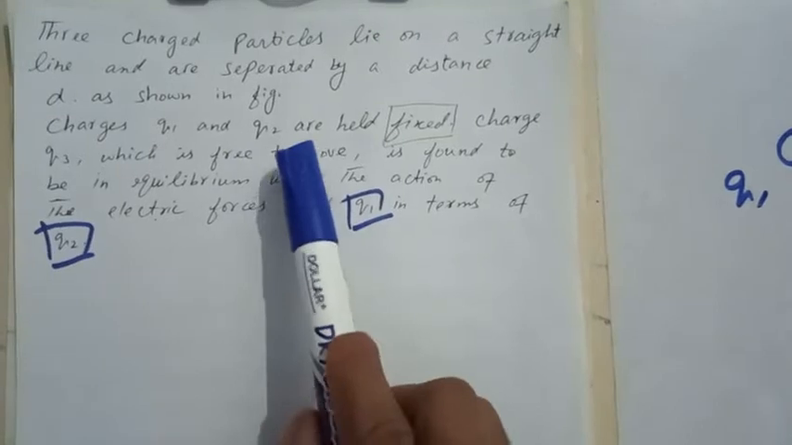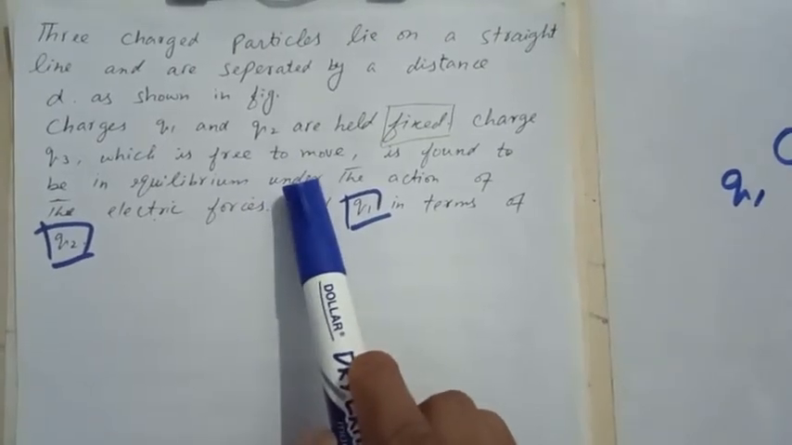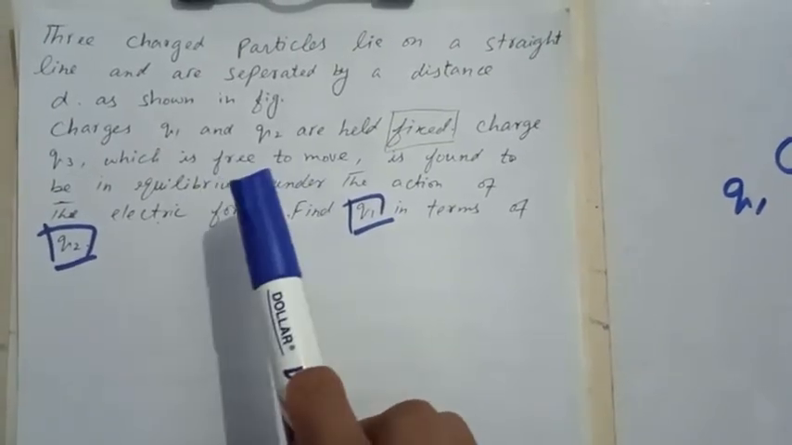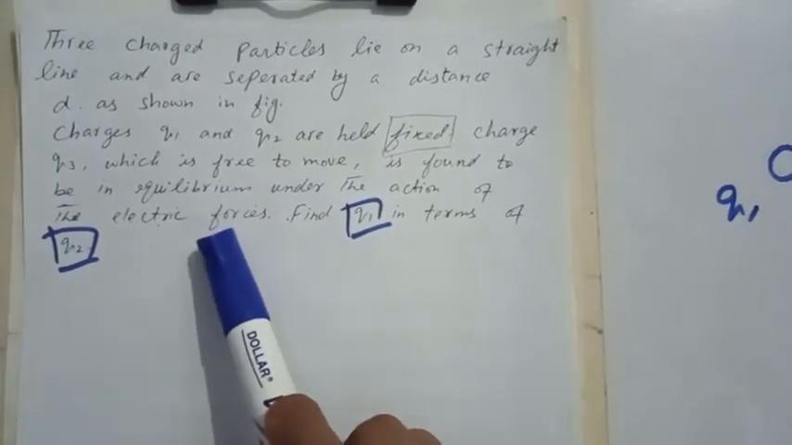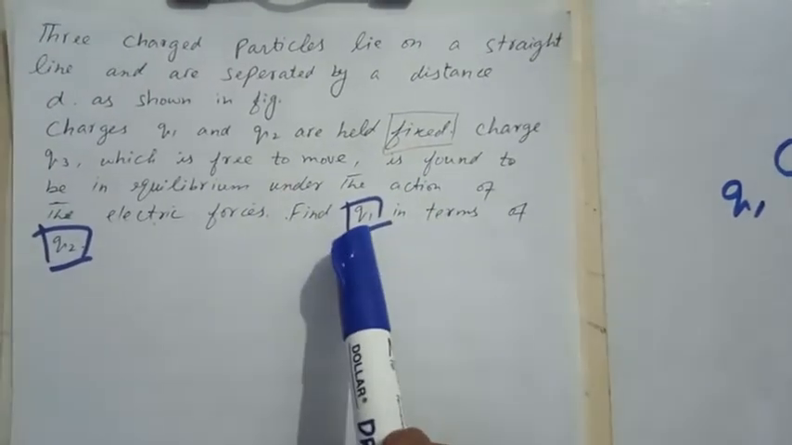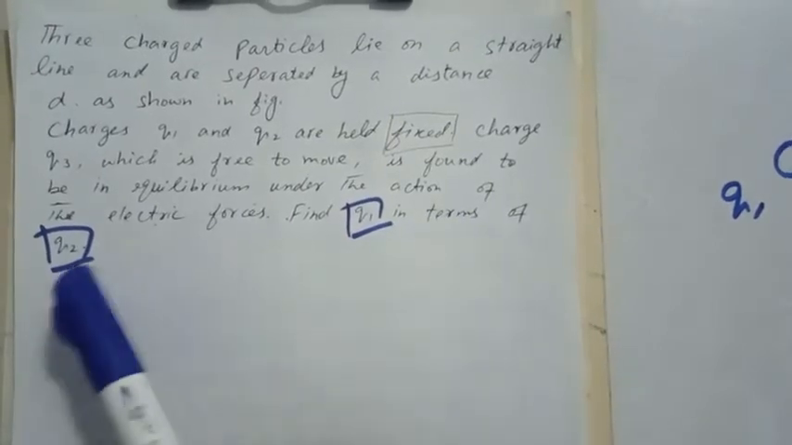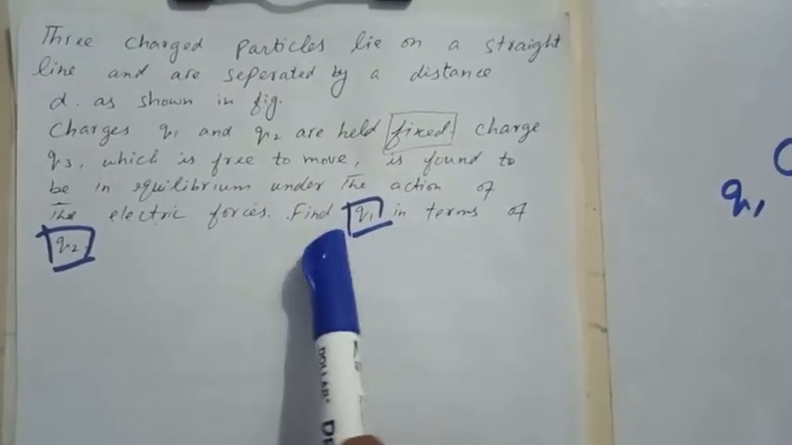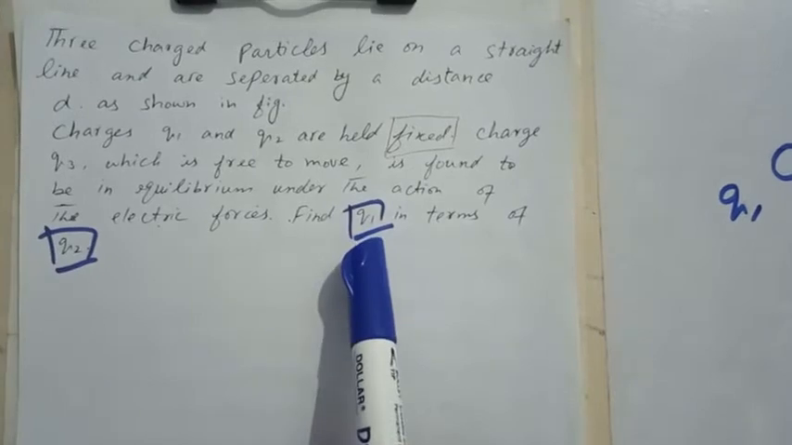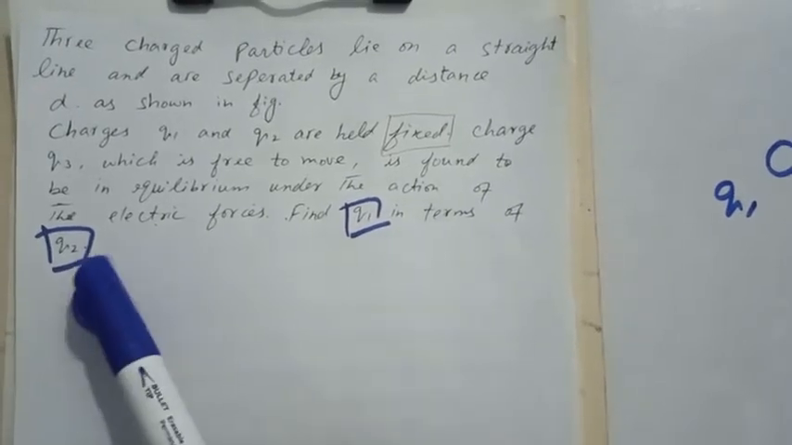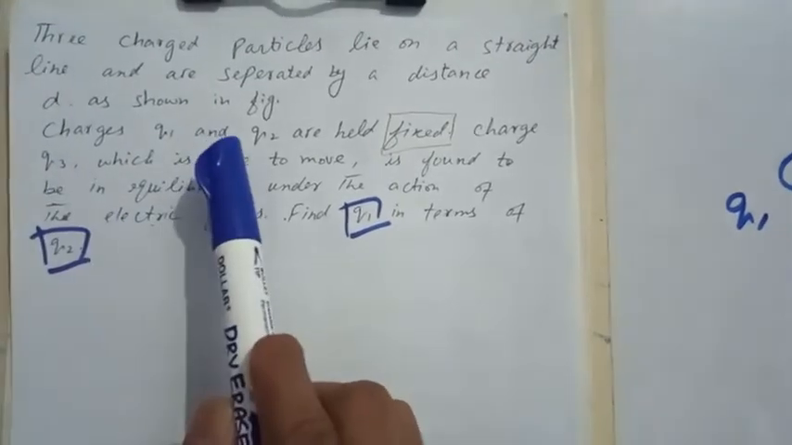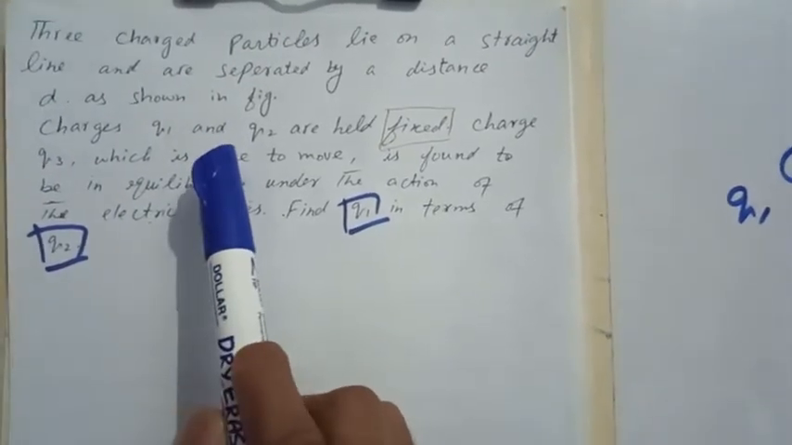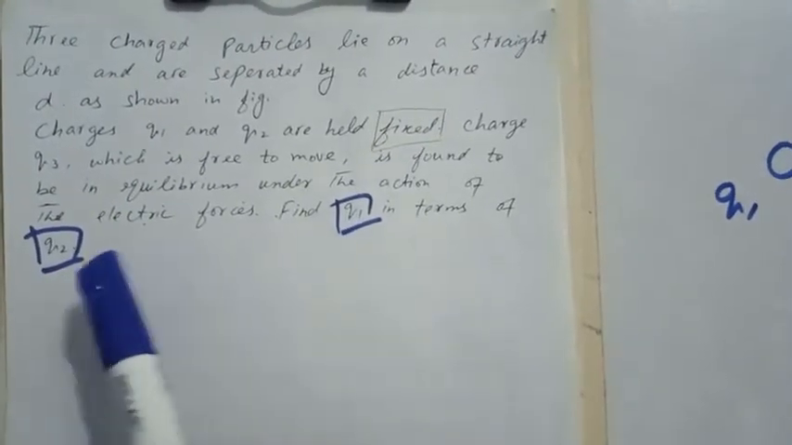When charge q3 is in equilibrium, it means that the net force acting on charge q3 is zero. Find q1 in terms of q2. So this is our target: to find charge q1 in terms of charge q2 when q3 is in equilibrium under the action of force exerted by q1 and q2.